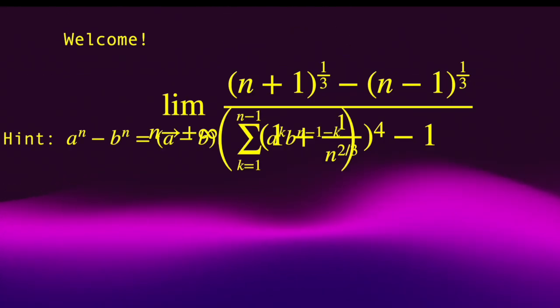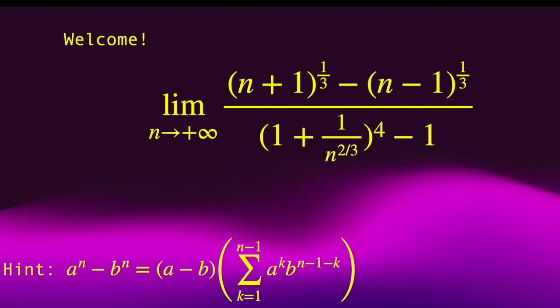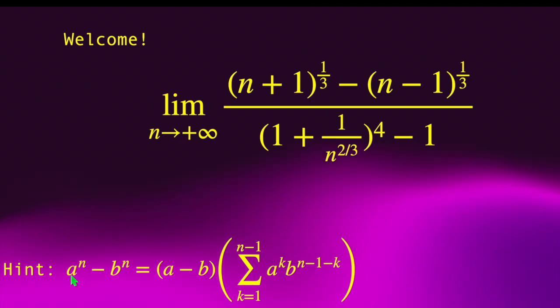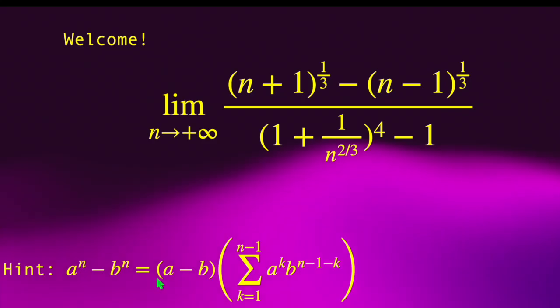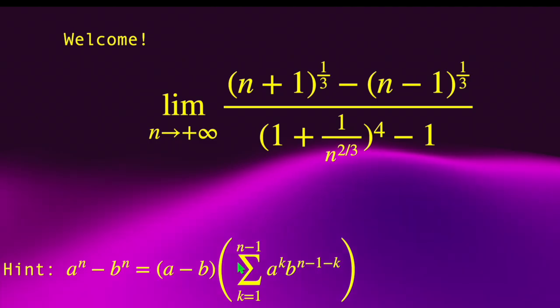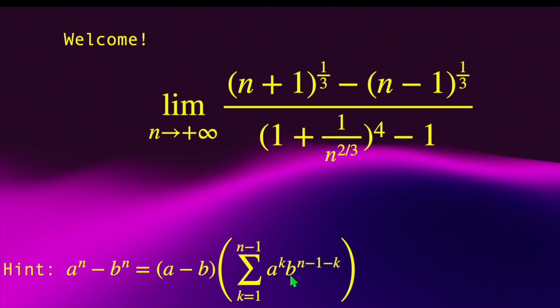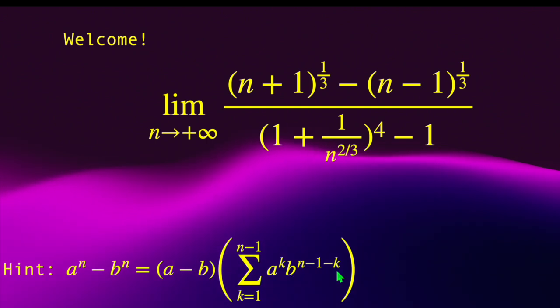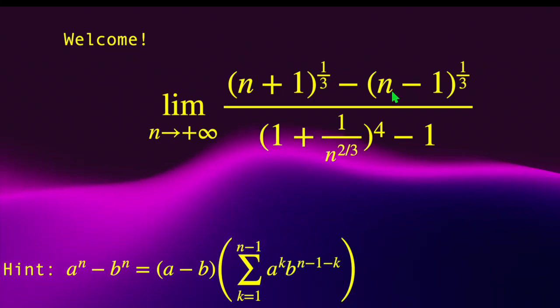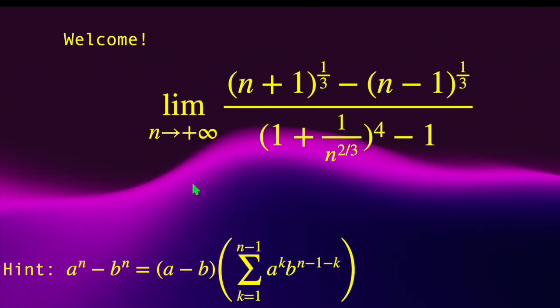The hint here, we will use this algebraic identity: a^n minus b^n is equal to (a minus b) times the sum from k=0 to n minus 1 of a^k b^(n-1-k). So I give you this hint, and it's what we will use in order to factor the numerator.